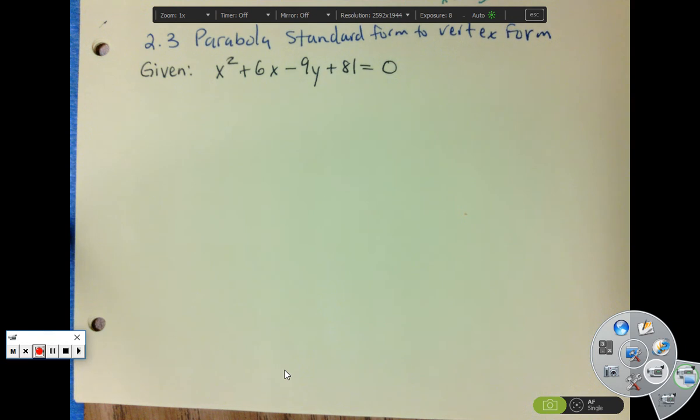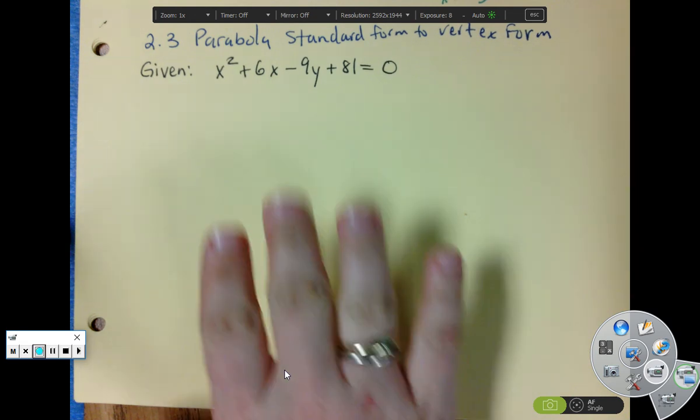So in this next example, we're still looking at parabolas, but now we want to go from the standard form to the vertex form. We know the vertex form is helpful because this allows us to easily identify the vertex, the directrix, and the focus, the orientation, and then of course we can graph it. So if we have a problem like this, it's given.